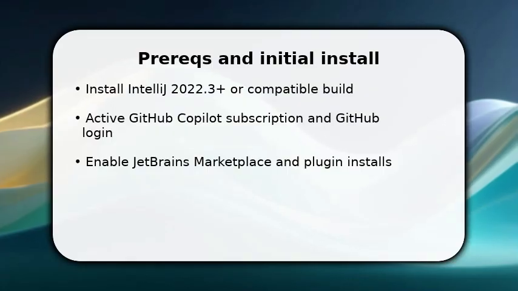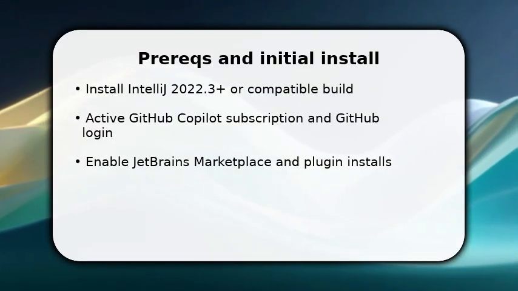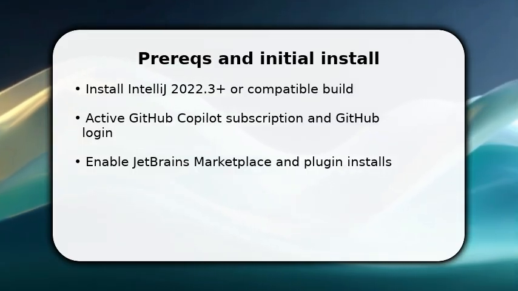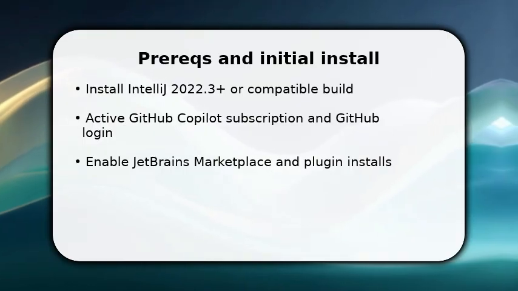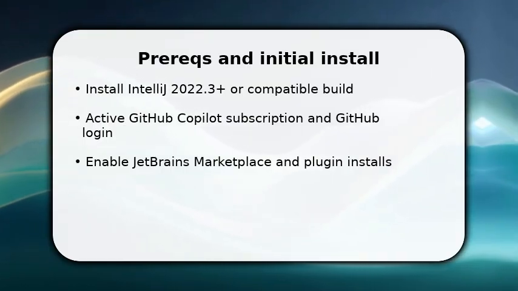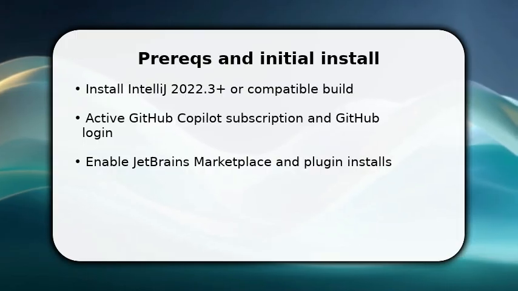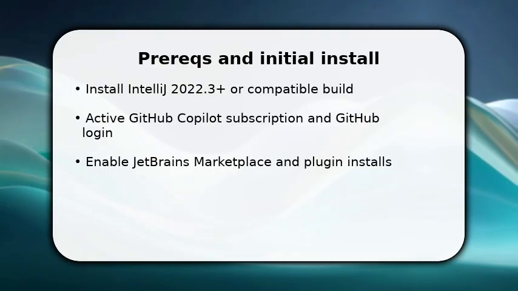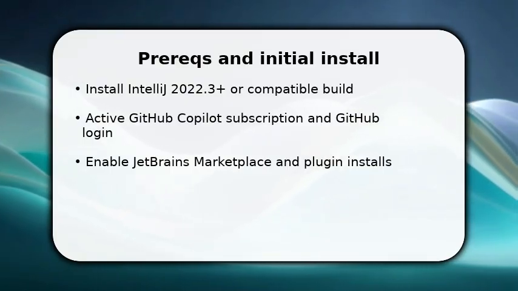Enjoy the video. You already have the essentials, IntelliJ and an active Copilot subscription. First, open IntelliJ and go to Plugins. Search for GitHub Copilot and click Install. Once installed, restart the IDE so plugin hooks load. After restart, sign in with your GitHub account when prompted. This links Copilot to your subscription.